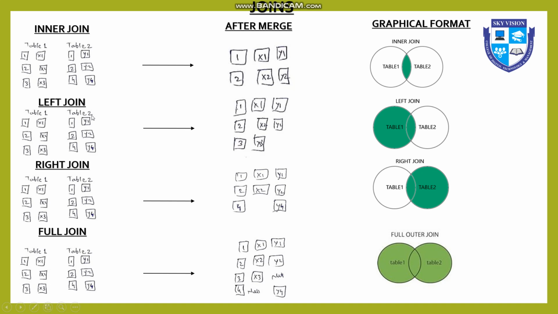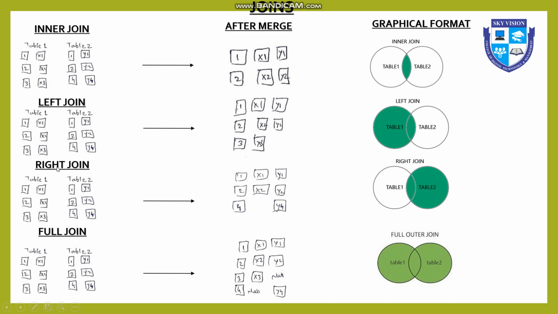Now in table number 2, I relate only the values present in table number 1. Over here I can take y1 because 1 is present, and y2 because 2 is also present in table number 1. But y4 I could not take, because 4 is not present in table number 1. So this is called the left join. We are focusing on the left side table.